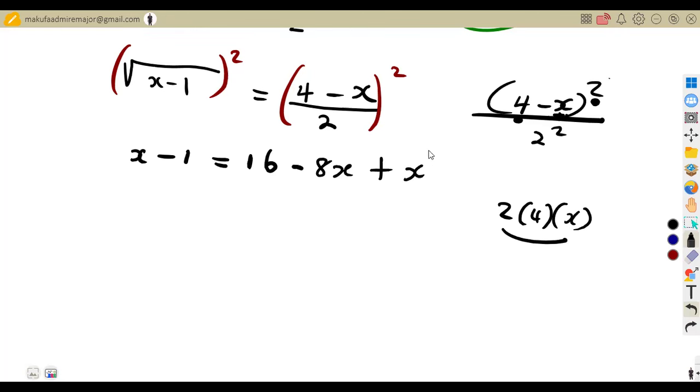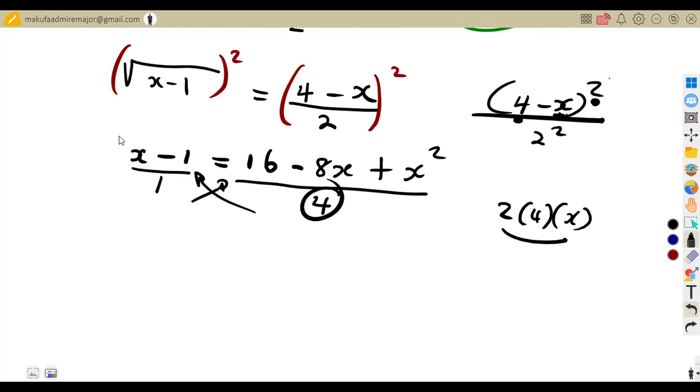The last term is x, so it's going to be x squared, everything over 2 squared, which is a 4. So as not to affect this equation, just cross multiply. Just remove this 4 by cross multiplying. Just multiply by 4 this side.